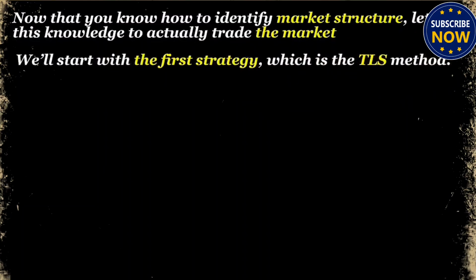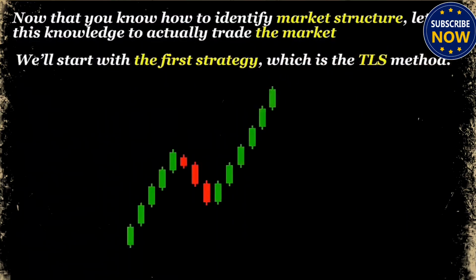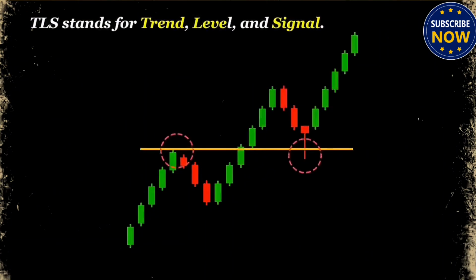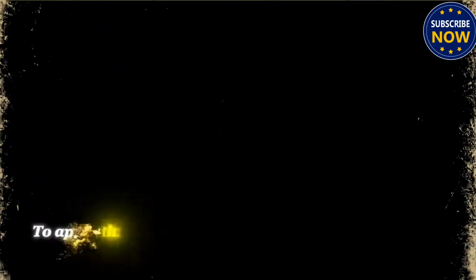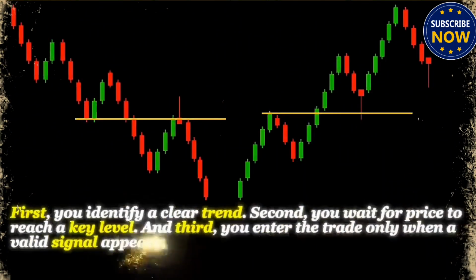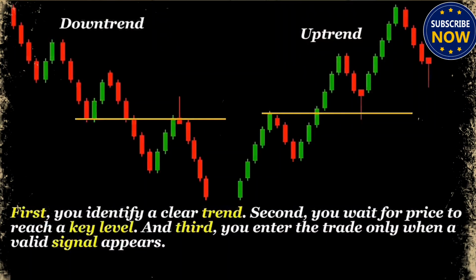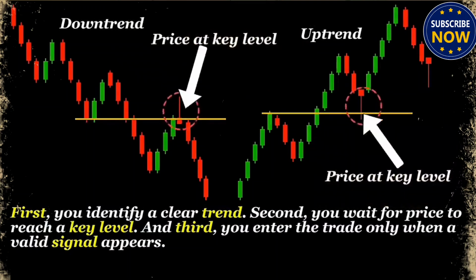We'll start with the first strategy, which is the TLS method. TLS stands for Trend, Level, and Signal. This is a very simple and powerful framework that helps you avoid random entries and trade with structure and confirmation. To apply this strategy, you need three things. First, you identify a clear trend. Second, you wait for price to reach a key level. And third, you enter the trade only when a valid signal appears.